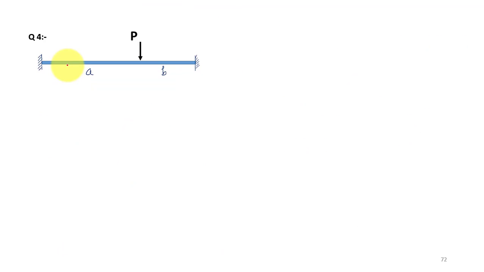Now we will take the next question. We have a fixed beam subjected to a concentrated load, but it is not at the midspan, only that is the difference. So again same thing, your static indeterminacy will be 2, and we need 3 plastic hinges. And first we will use the static method or lower bound theorem.